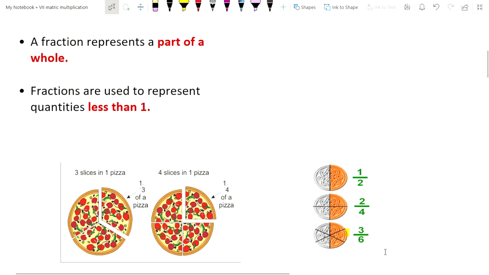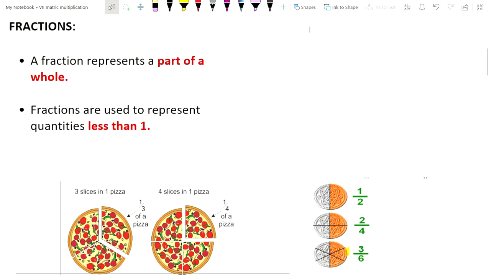See here, fractions. A fraction represents a part of a whole. Part of a whole means part of the entire thing. The fractions are used to represent quantities less than 1. A fraction is a part of a whole, and the next condition is that fractions are used to represent quantities less than 1.